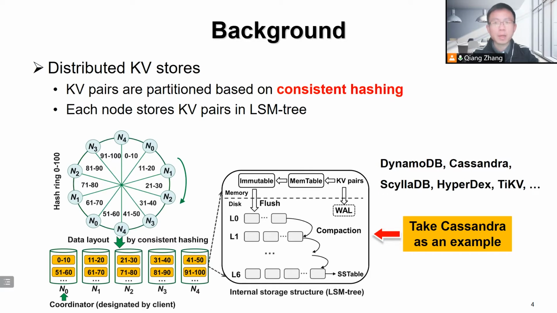Here we take Cassandra as an example. The key-value pairs are partitioned based on consistent hashing. There are 5 physical nodes with 2 virtual nodes each, so the hash ring contains 10 ranges. Each of the ranges is associated with the nearest virtual node in the clockwise direction and the corresponding physical node. So each node contains several ranges and stores them in the LSM-tree.